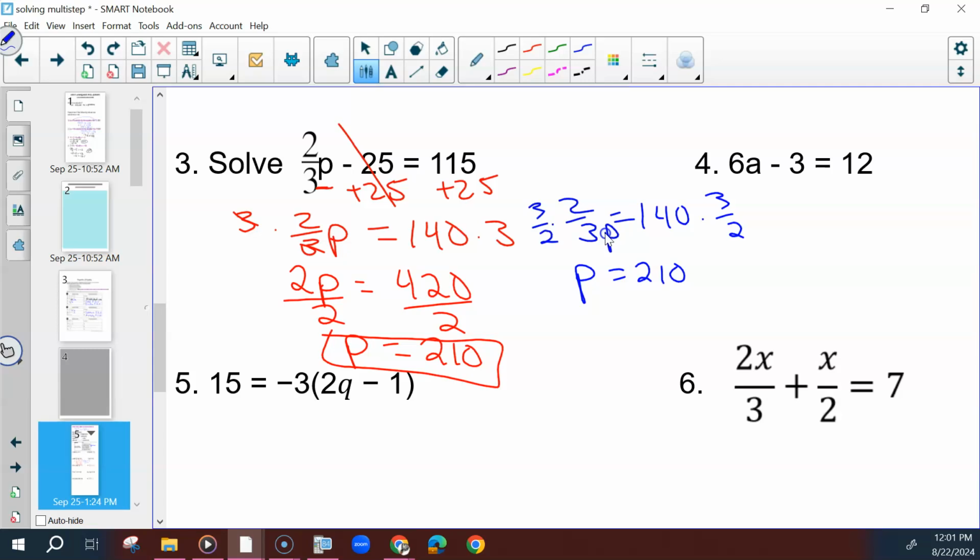Okay, questions on that? Other questions on this page that we've looked at and it looks confusing, we want to go through together? Yeah. Number 6. All right.